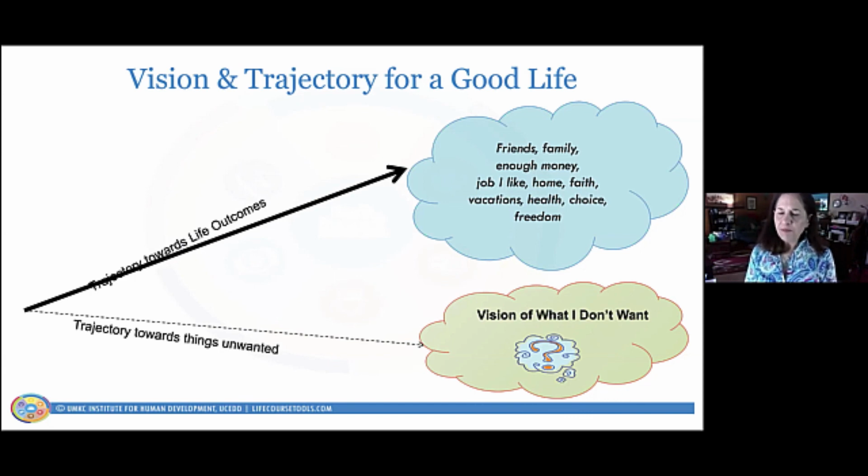We have to think about, what is it that we want for this child? What kind of life do we want for them? If you look at the blue cloud on the top right, I think most of us would agree. We want this baby to have friends, family. We want them to have money in the bank, something they like to do that they might make money at, a place to live, their good health. We want them to have choice and freedom. All of those things that we think we want them to have.